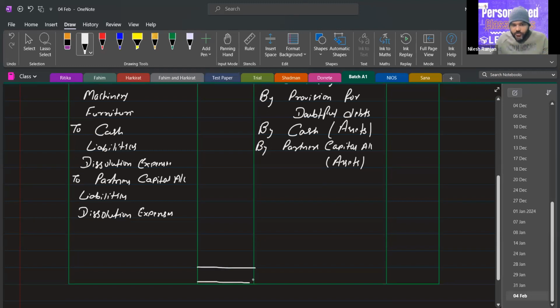So we will calculate the realization profit or loss. It will go to the partners capital account, and it will be distributed in old or new ratio.